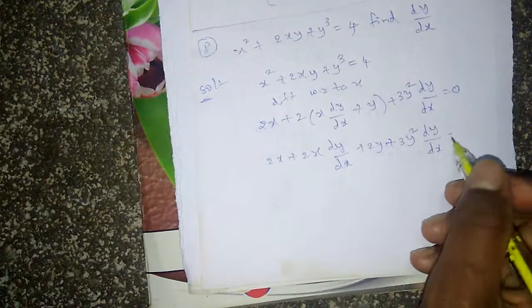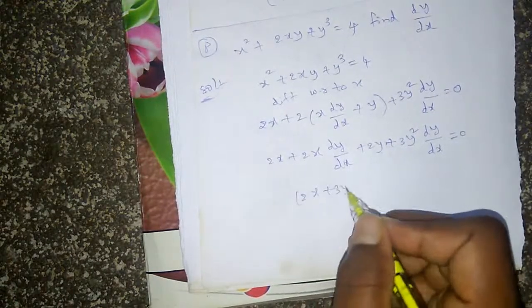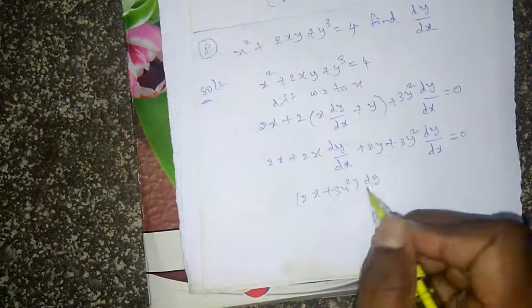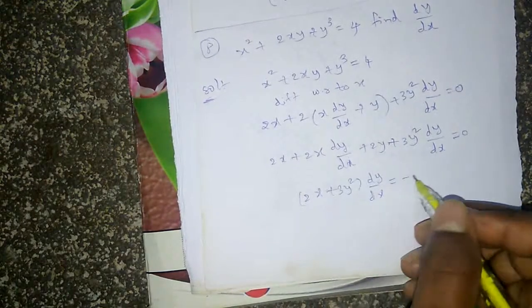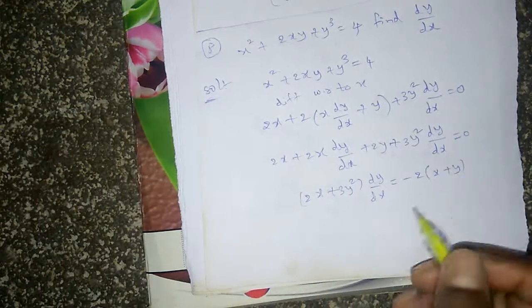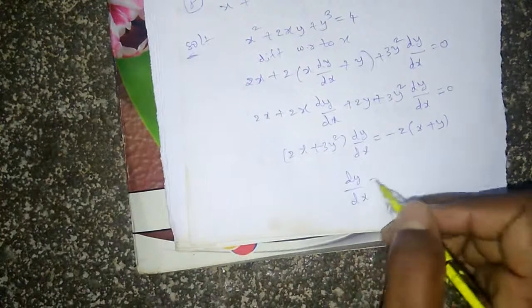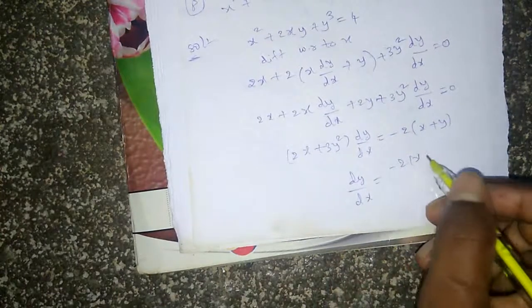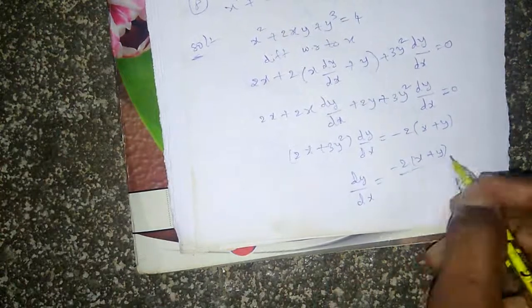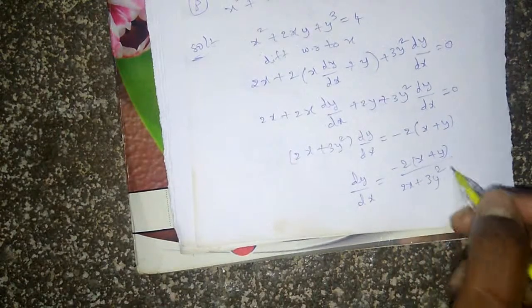is equal to 0. This is 2x plus 3y square into dy by dx is equal to minus 2x plus 2y. So I took minus 2 common here. Therefore dy by dx is equal to minus 2 into x plus y divided by 2x plus 3y square. That is the derivative of the given function.